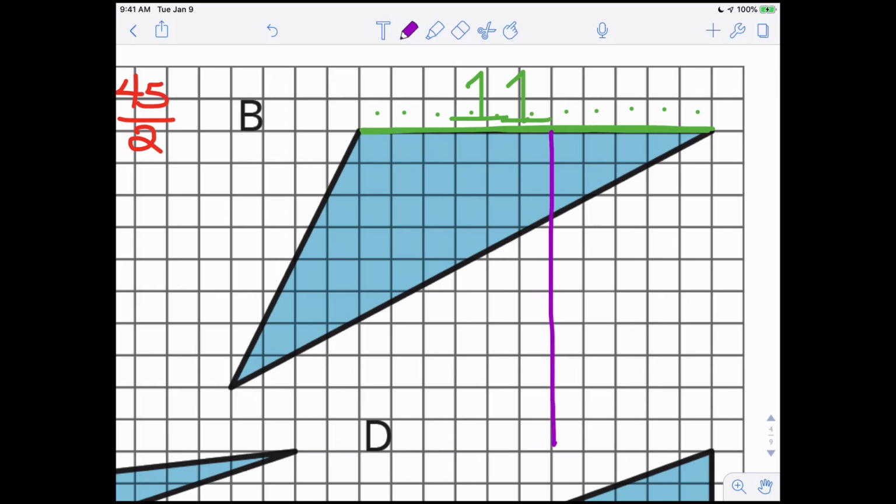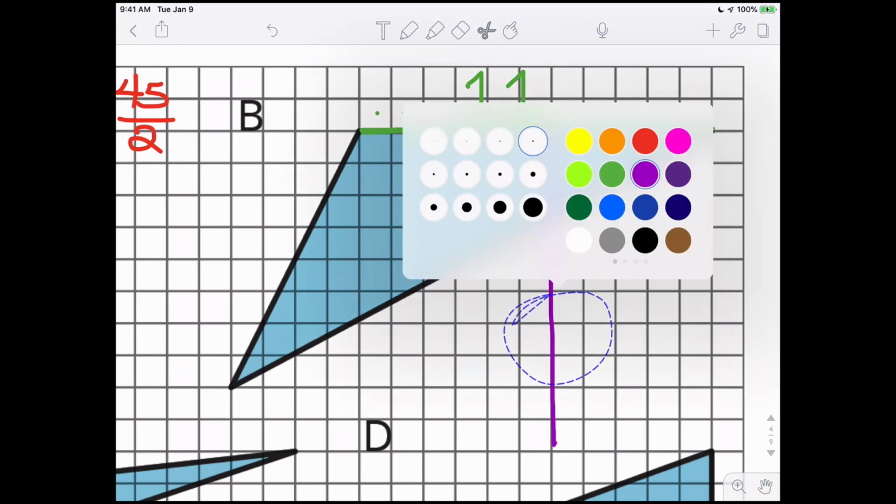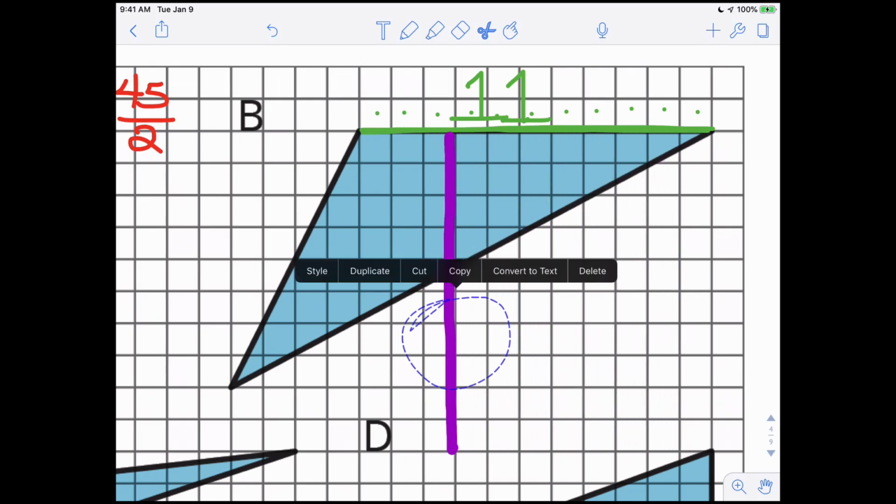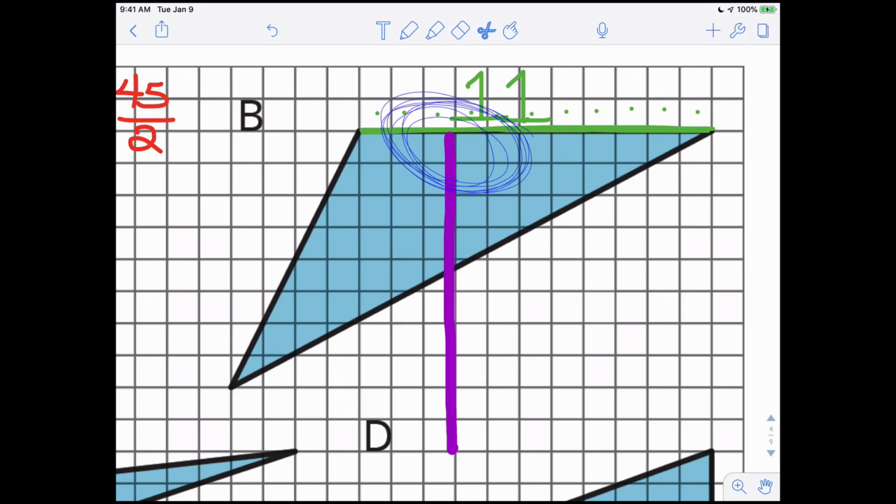So I just made my height finder, so to speak. Let's make it a little thicker. And there's my height finder. We're going to drag it across the base. And remember, in this case, the base is way up here at the top. This whole thing up here is the base.